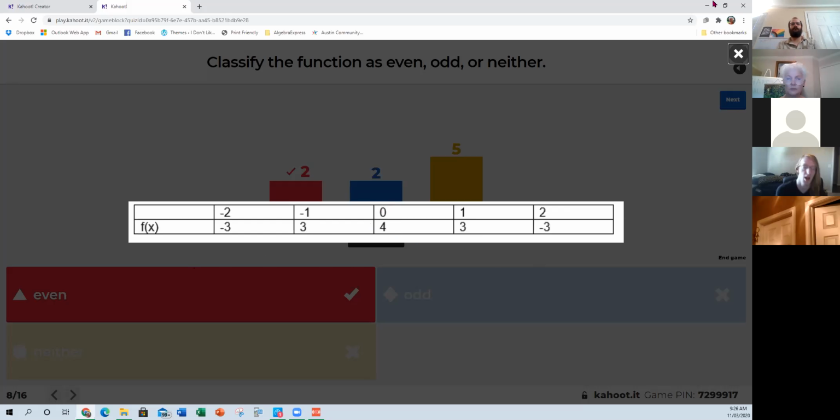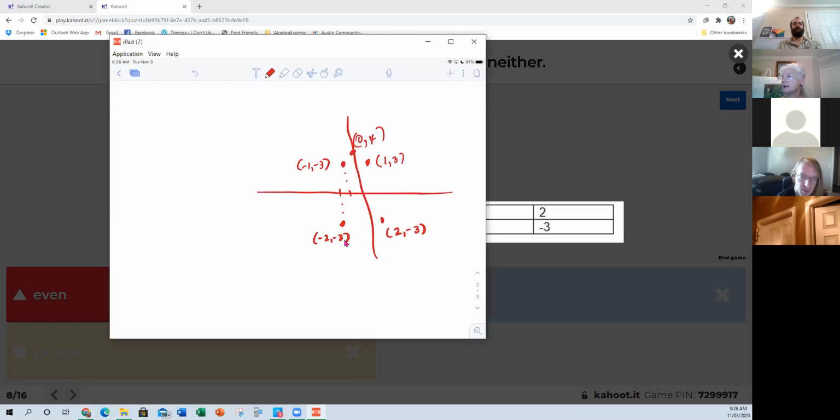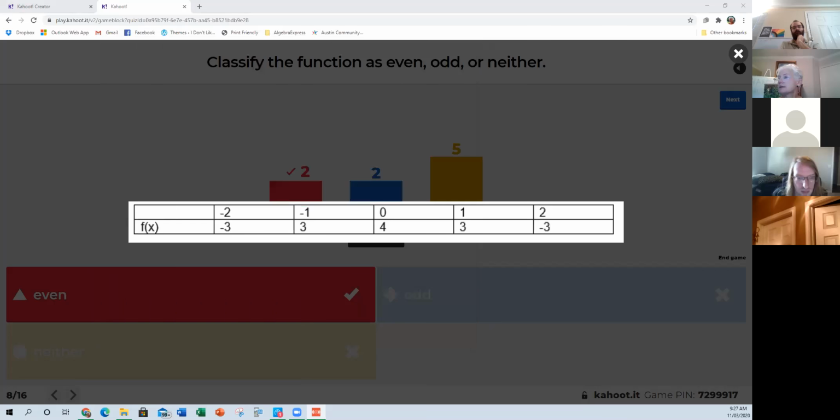If you were to graph these points, this is what they would look like. Here's -2, -3, -1, -3, 0, 4, 1, 3, 2, -3. Now, this is just a table, so these are discrete points. But if you were actually graphing an equation, you would probably connect those points, and it would look like something like this. So you can tell that that is an even function. So like I said, sometimes if you're really not sure, graph them and see what happens. See if they're symmetric with respect to the y-axis, or if they are symmetric with respect to the origin.